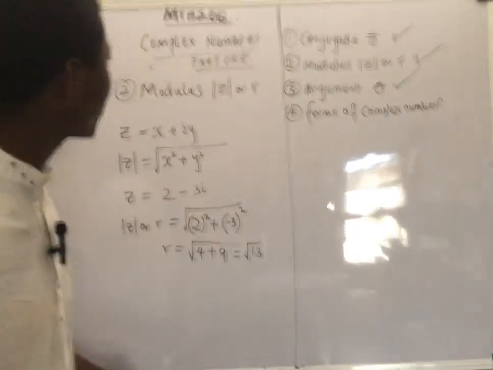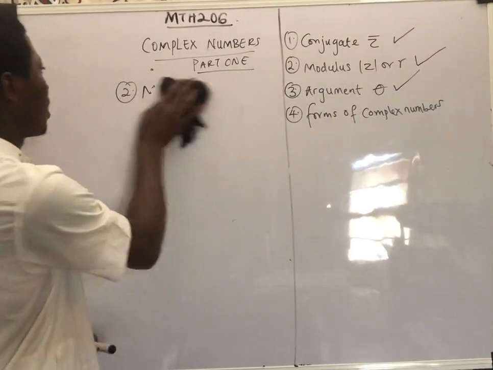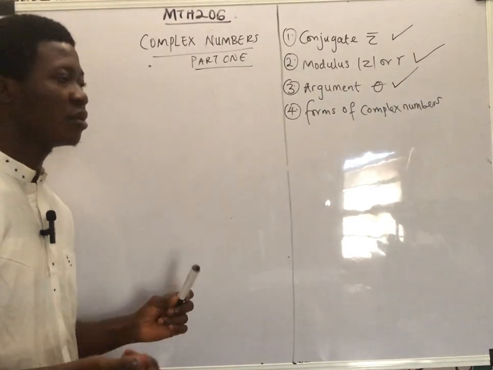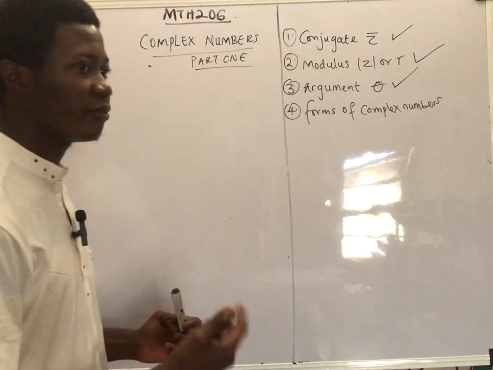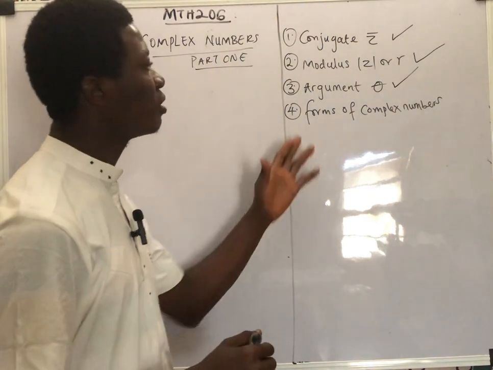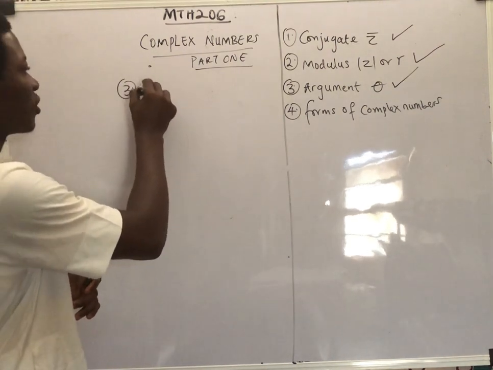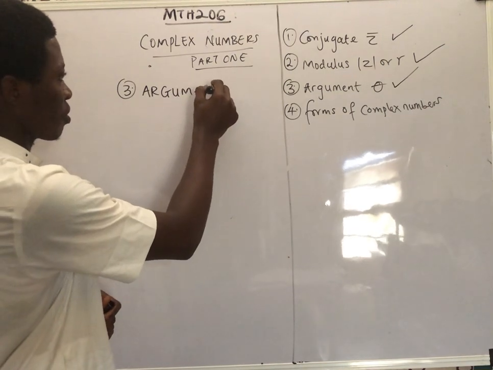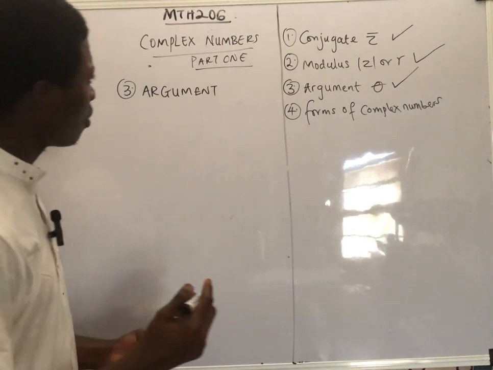Okay, so now for arguments, let's see. If I'm too fast and you want to take note of those things, you can repeat the video, or maybe you can forward the video backward so that you can get all those things and write them down. Now the next thing is arguments. That's the third thing we have here, arguments. So argument, what about argument?